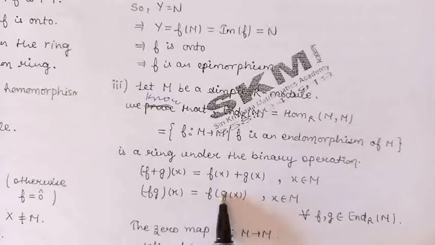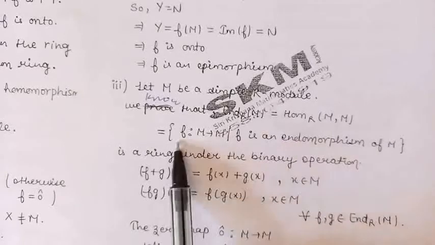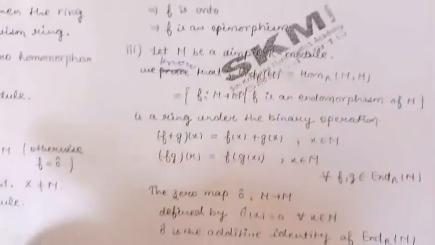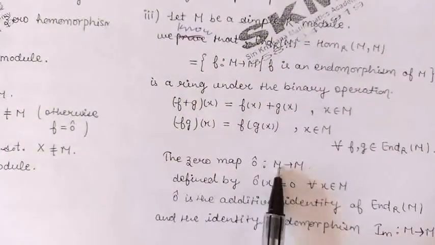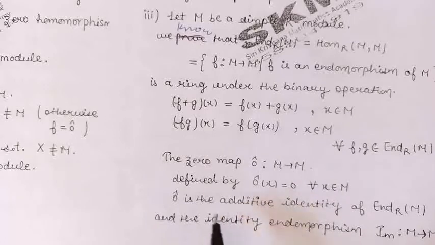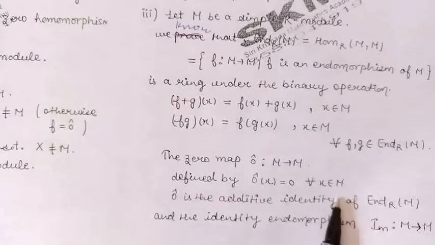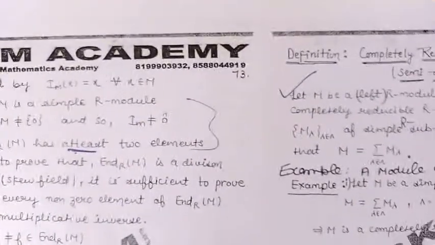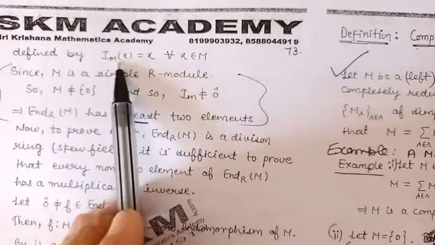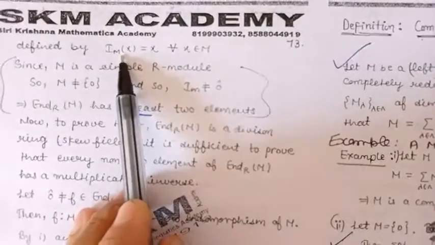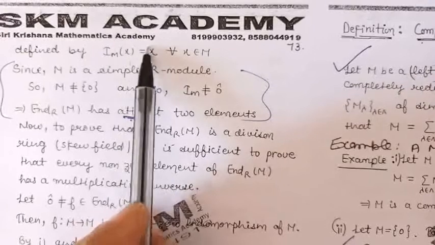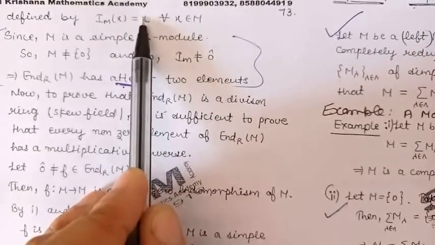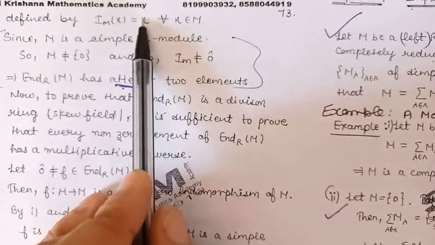Under these two operations, the set of endomorphisms becomes a ring, and also the zero mapping from M into M is the additive identity of this ring, and the identity element I from M into M, defined by the image of every element x of M under this mapping being x, is the identity element for this ring.